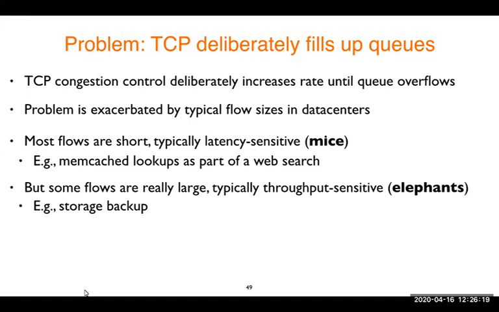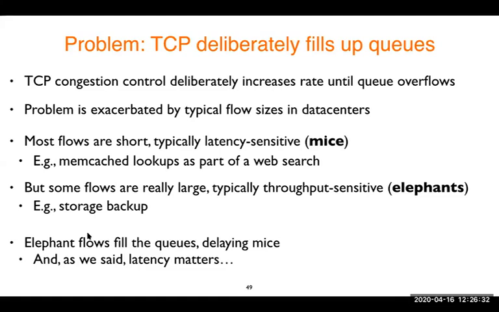flows that are really, really large. They're typically throughput sensitive more than latency sensitive, for example copying data across servers or doing backups. So if you just ran TCP in a data center, the elephant flows would very quickly fill up these queues, and the mice flows that matter would see very high queuing delays. This is the central problem, and there's been a huge body of work trying to fix congestion control in data centers. This is the key problem they're trying to solve.